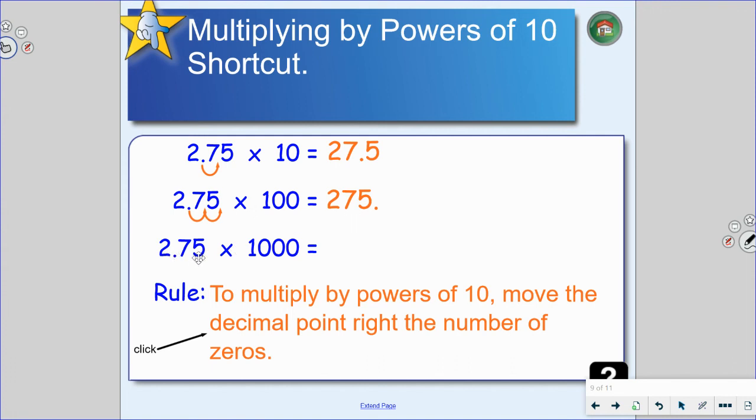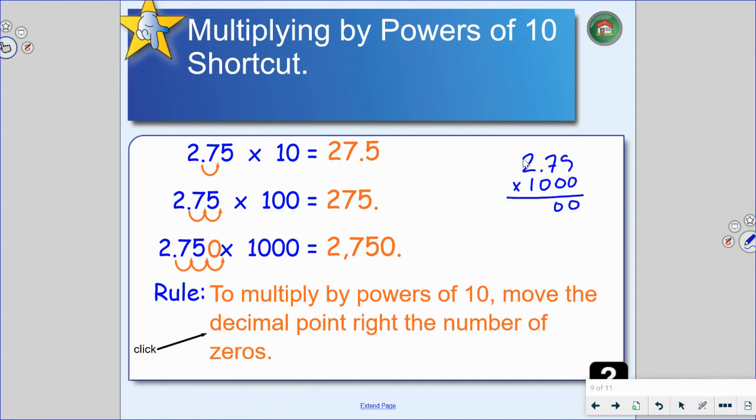2 and 75 hundredths times 1,000. We don't just change it once. We don't just move it twice. We'll move it 3 times. And of course, if there's no digit there, we'll fill it in with a 0. Again, no need for the decimal. I'm just putting that there for effect. Think about all the work that that will save you, ladies and gents. 2 and 75 hundredths times 1,000.